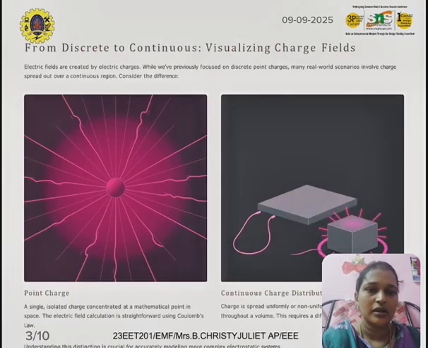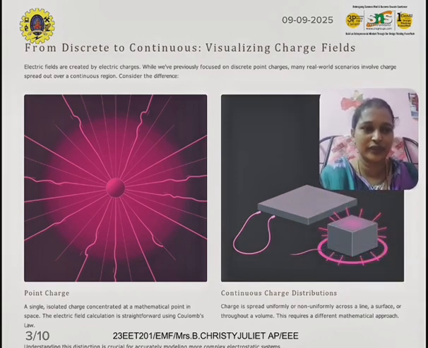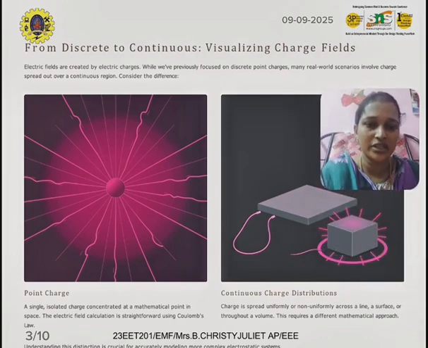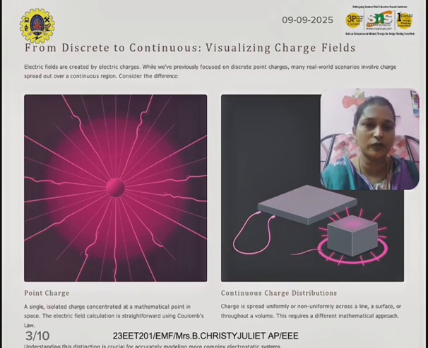First, we have two images. One is the point charge, the other one is the line charge. On the point charge side, a point charge represents a single isolated charge concentrated at a mathematical point of space. So the electric field for that is calculated straight from Coulomb's law. So that can be E is equal to F by Q. That is the electric field of a point charge.